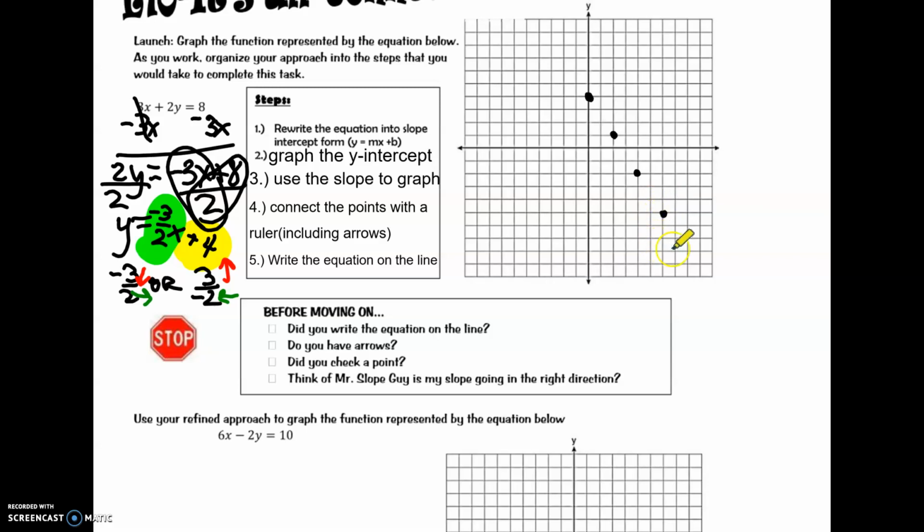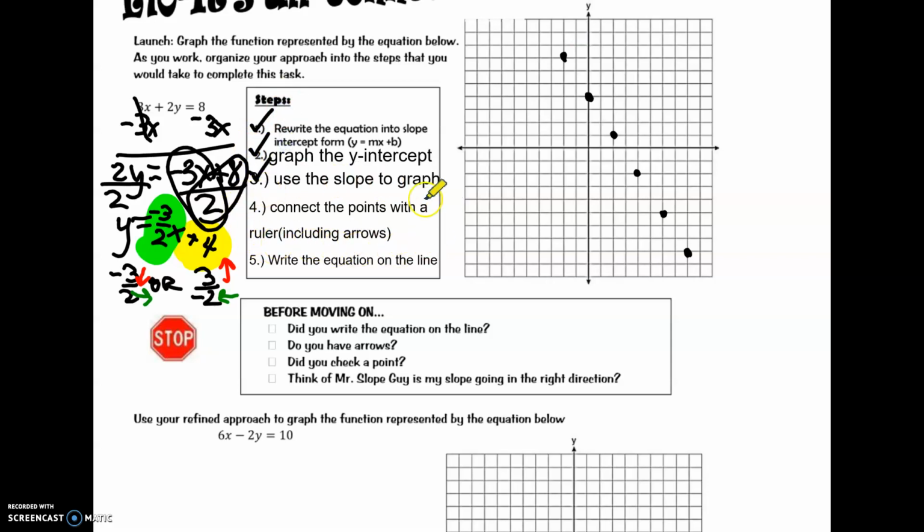1, 2, 3, 1, 2 to the right and make a point. Now, although I only really need to connect 5 points as a minimum if I can fit it, I'm just going to show you how I could have used this slope as well. I could have gone up 3, 1, 2, 3, and then to the left 2. Notice how that still remains on that same line. So now I have rewritten my equation, graphed the y-intercept, used the slope to move.